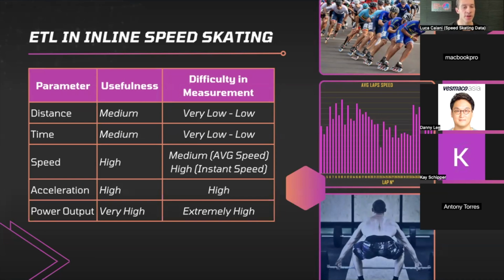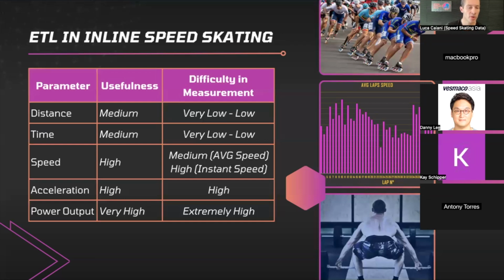Then we have acceleration, which is a great parameter if you want to look at neuromuscular strain. It's pretty useful to know if you are able to accelerate, how fast you are accelerating, if you struggle with accelerating, stuff like that. And again, it's pretty hard to measure because you basically need an accelerometer. You can maybe do some calculation with the average speed and average acceleration, but if you want to do good work, you need an accelerometer or something more sophisticated.